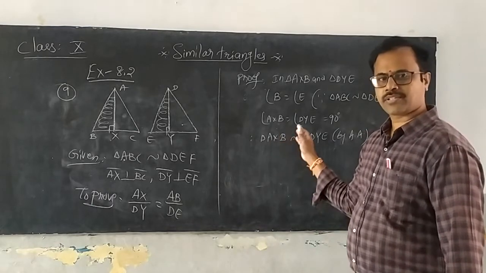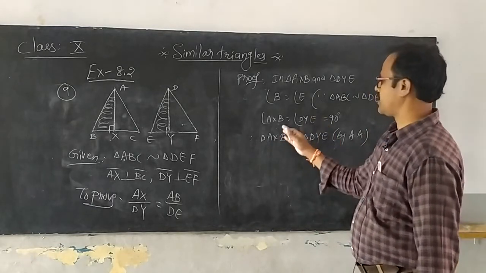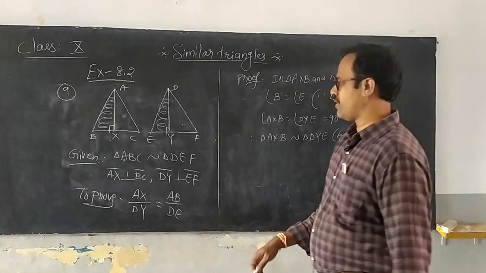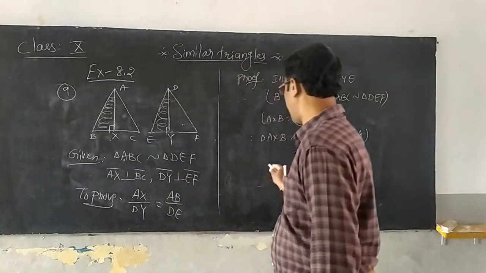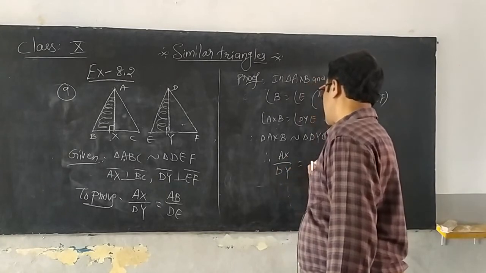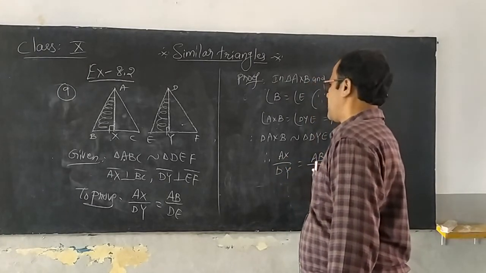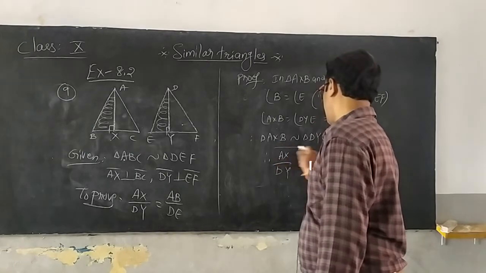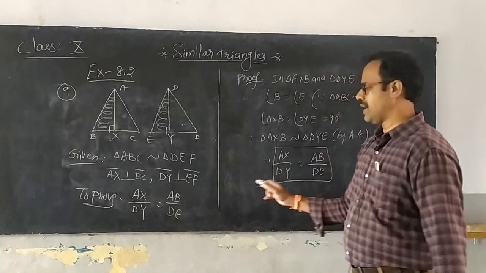When the two triangles are similar, then what can you say? You can equate the corresponding sides' ratios. Very good. AX by DY. Therefore, AX by DY is equal to AB by DE. Yes, we got the answer.